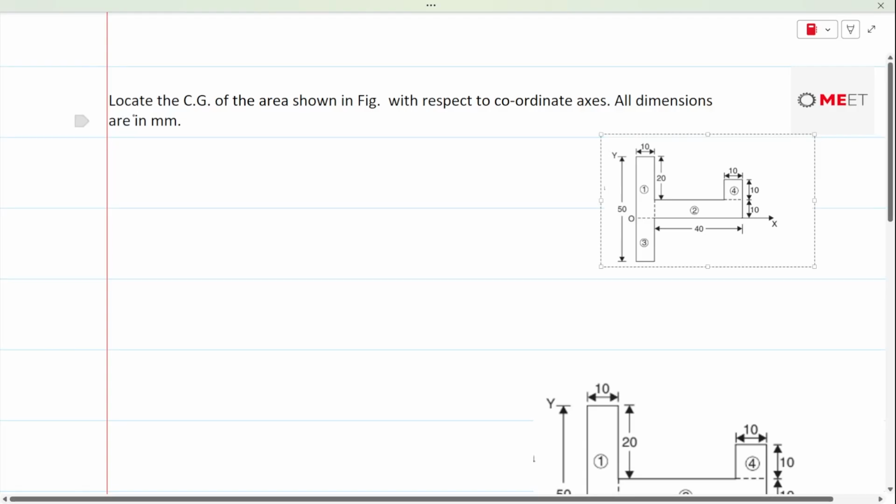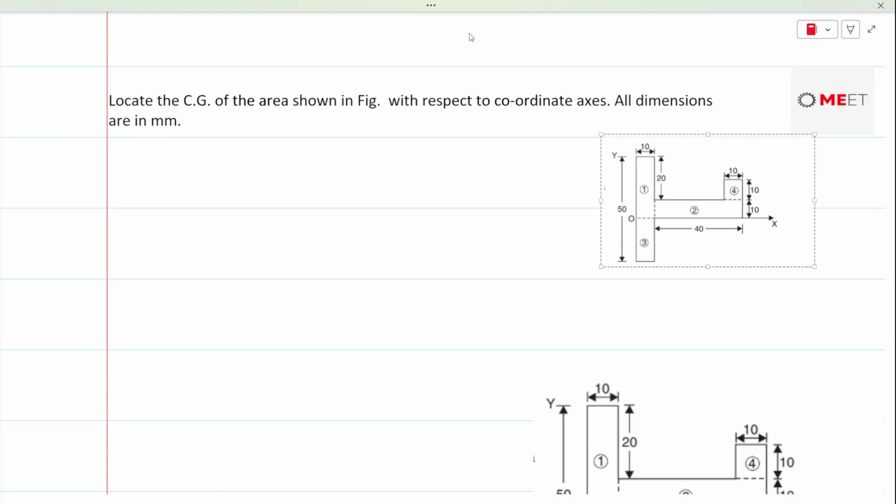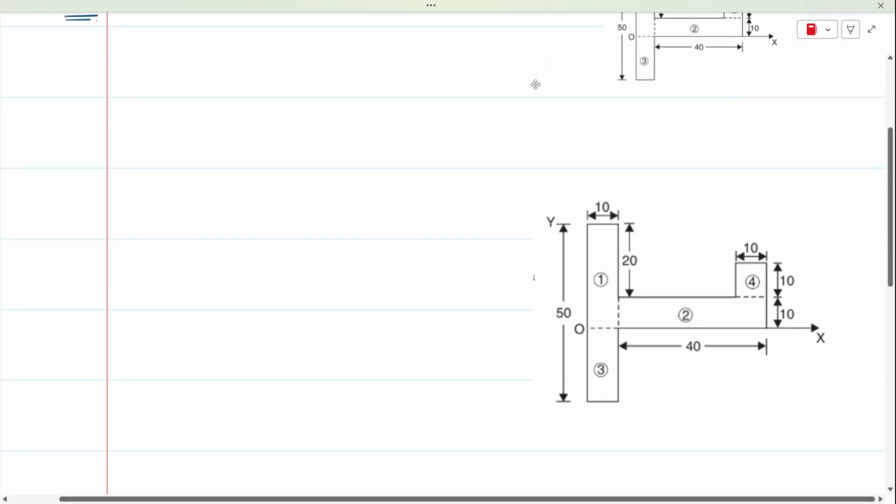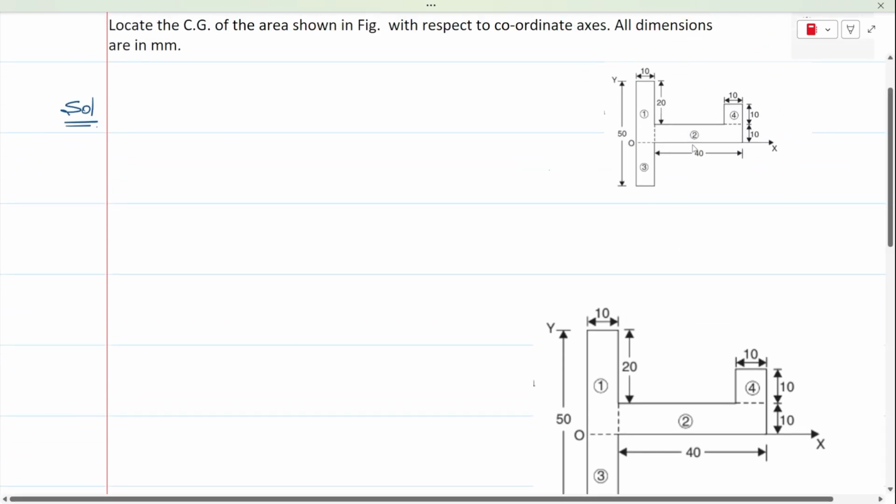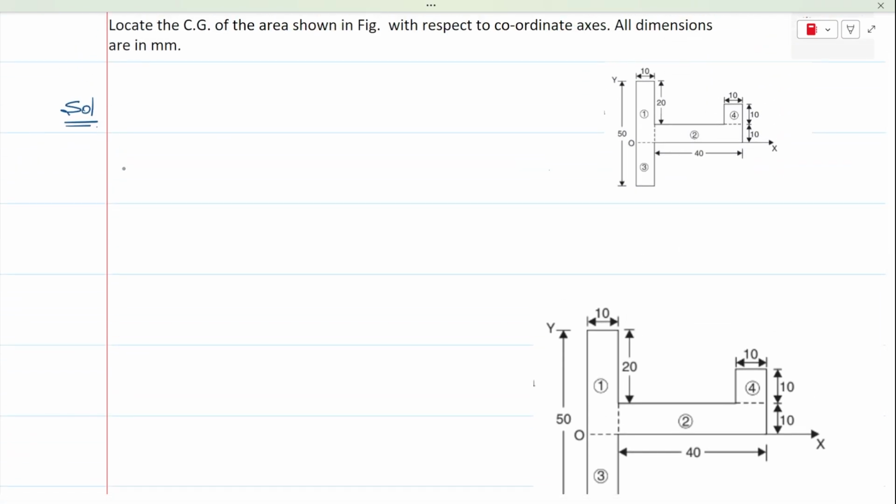The question is about locating the center of gravity for the area shown in the figure with respect to the coordinate axis. All the dimensions are given in millimeters. So the lamina is formed by joining all the rectangles if you read the figure properly. So now let's try to get the values of area and centroidal coordinates for each of the areas.